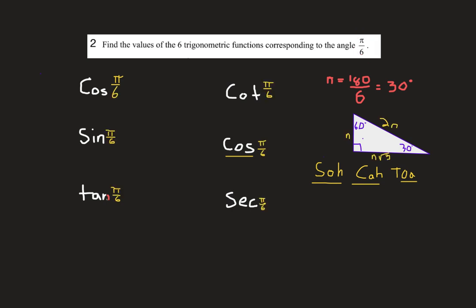Alright, so for cosine, this would equal this rule, adjacent over hypotenuse, which would be square root of 3 n over 2n, and then you just cancel out the n's right there, and you'd be left with square root of 3 over 2, and that would be the answer for this one. And then sine is opposite over adjacent.